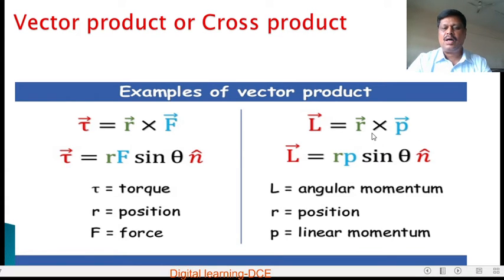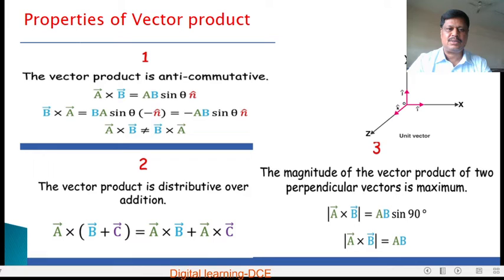And A cross B is equal to AB sin theta. So R cross P is equal to RP sin theta into n cap, and n cap is the unit vector that acts in the direction of this angular momentum vector. So n cap gives the direction of the cross product, that is, the angular momentum vector.